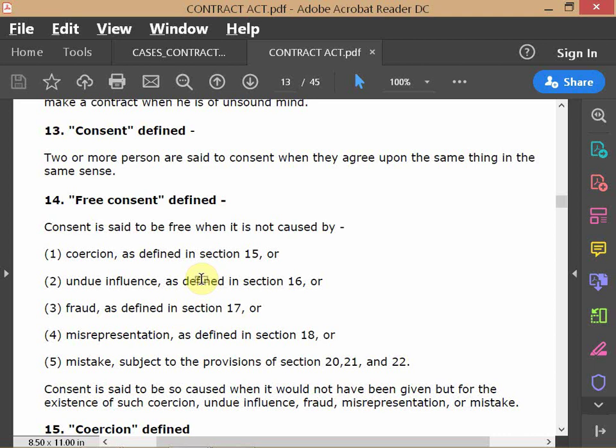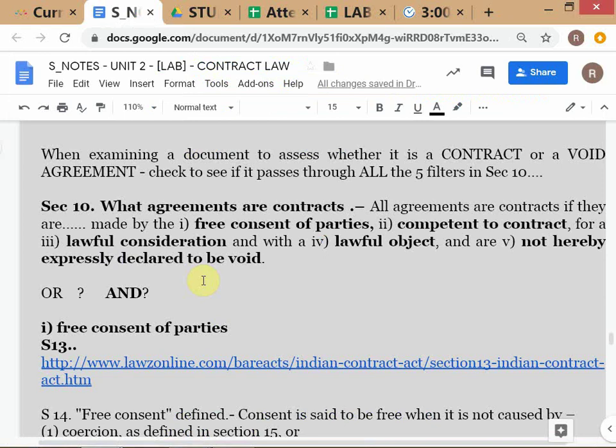So, is this clear? Are you following what the structure is? There are 5 filters. We can briefly look at them: free consent, competency, consideration has to be lawful, object has to be lawful, and it should not have been declared to be void. This is an arbitrary classification. This is an arbitrary category, so there's no real logic in it. But the others we can understand through logic.